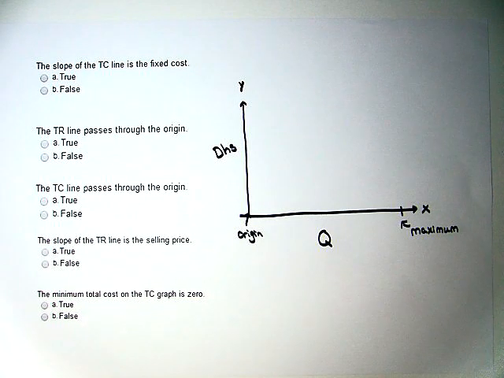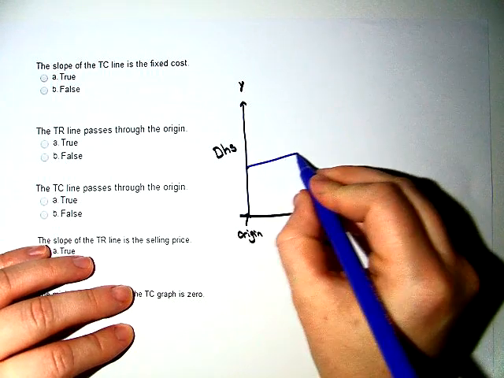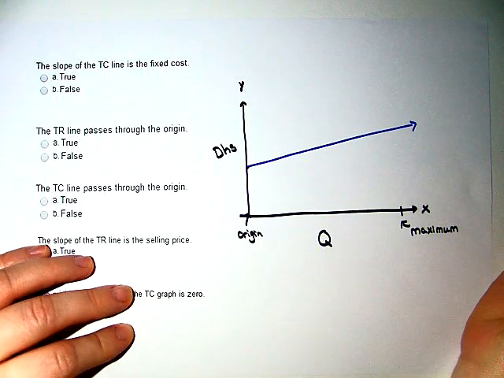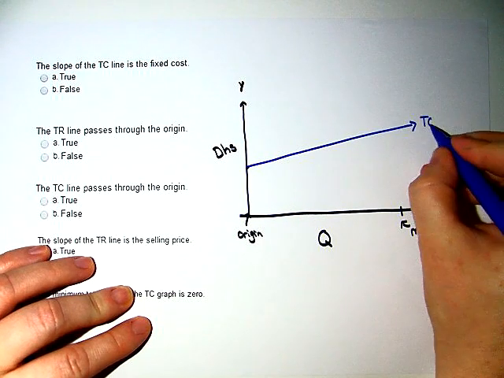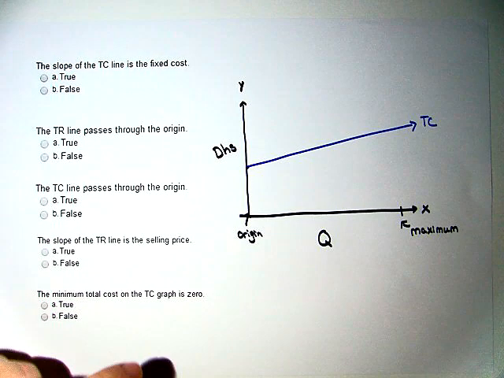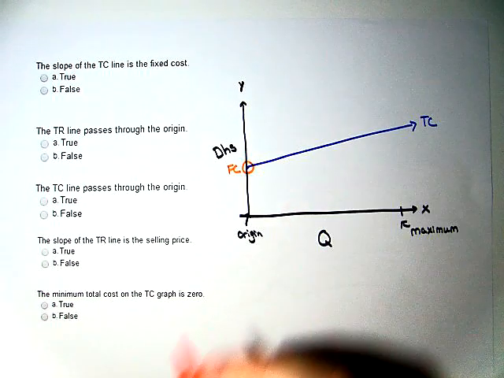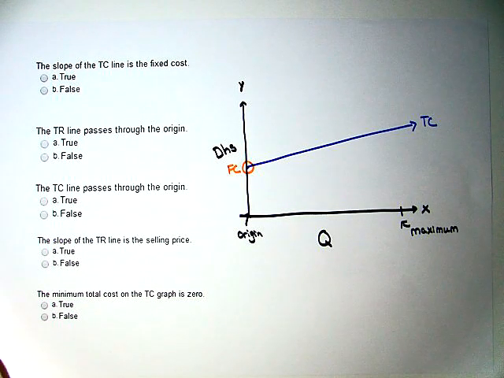The first graph is our cost. Now, our cost is really quite interesting because it starts somewhere up on the dirham amount, and it goes up. So the total cost graph is easy to identify because the total cost graph will always have a fixed cost, or someplace that it starts on the line.